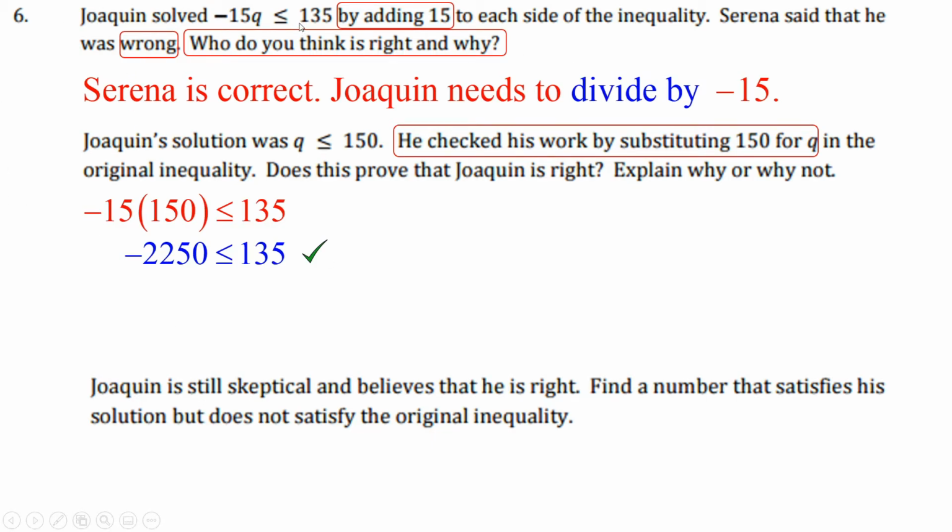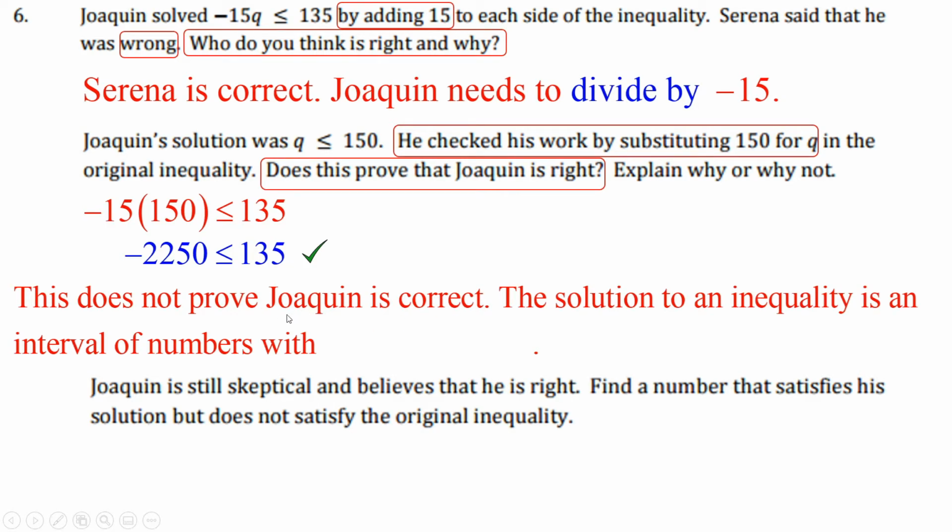This is an inequality. So there is an interval of real numbers that would be a solution to this inequality. And you could have one number that works when you plug it back in. But again, that does not mean you're correct, because the solution to an inequality is an interval of numbers. So does this prove that Joaquin is right? No, I'm sorry. This does not prove Joaquin is correct. The solution to an inequality is an interval of numbers.